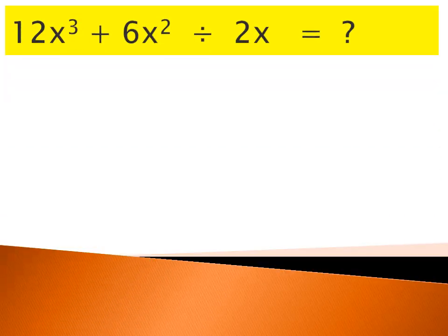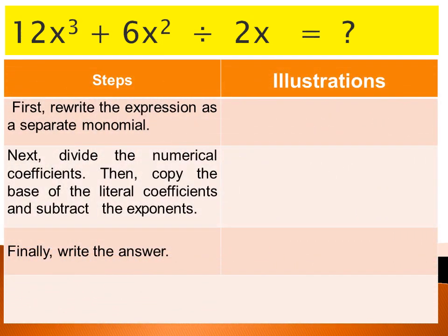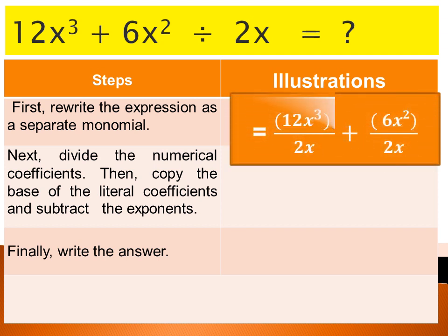If we have the given 12x cubed plus 6x squared divided by 2x, what will be the quotient? Here are the steps that need to be done in order to solve this problem. First, we write the expression as separate monomials. We have 12x cubed divided by 2x plus 6x squared divided by 2x.